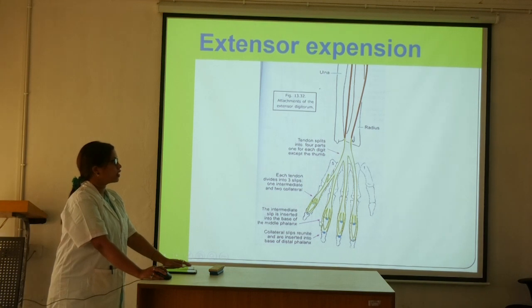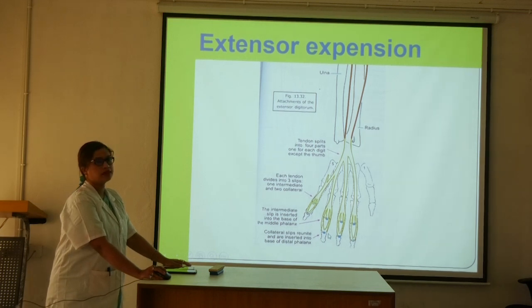Meaning one goes in the middle, and here you can see two on the sides, right? The intermediate slip is inserted into the base of the middle phalanx. This is the middle phalanx, so it has already been inserted over here. What happens to the collateral slips? They will reunite again, and are inserted to the distal phalanx.